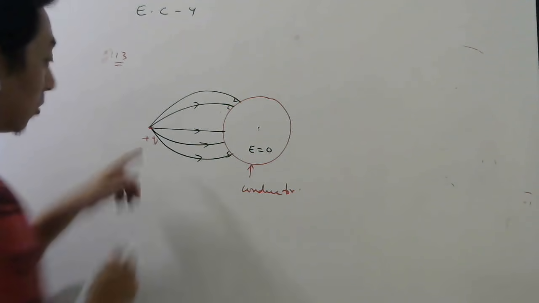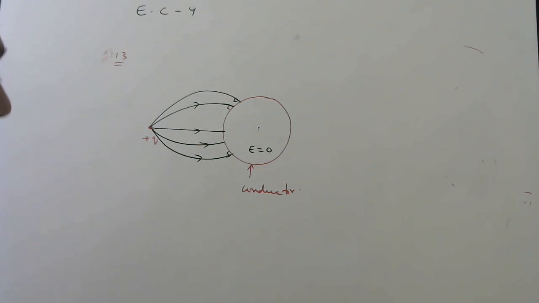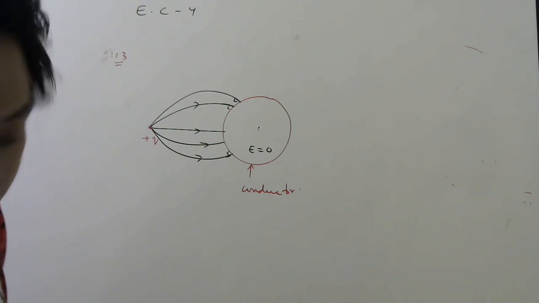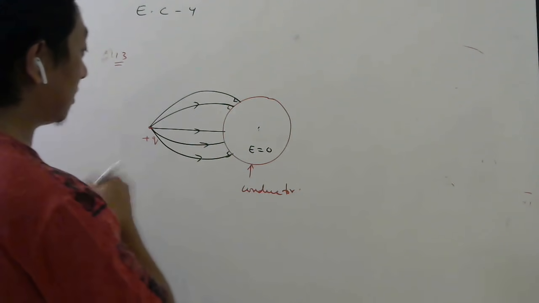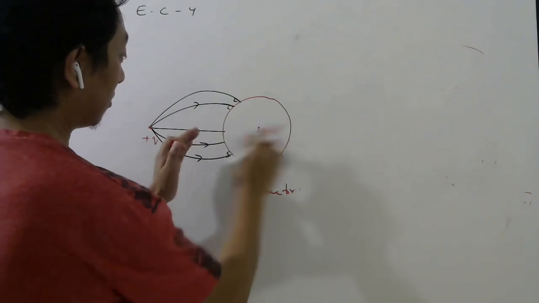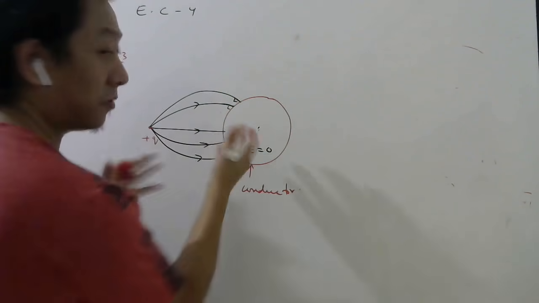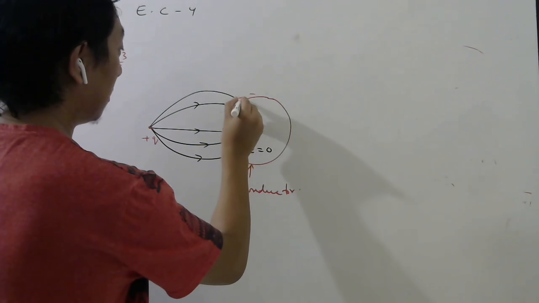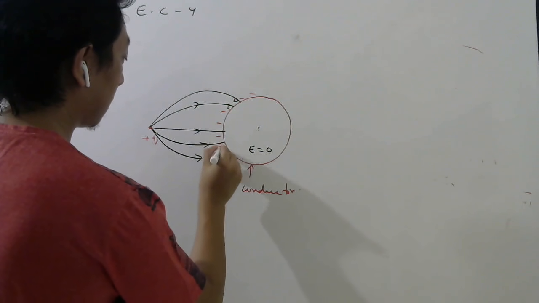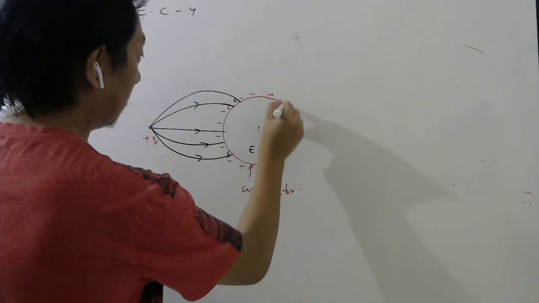And another way to understand this is very simple. If you remember the induction process, then what happens when you keep a plus charge here, all the free electrons on this side will be attracted this way. So this side will become negative and that side will become positive.